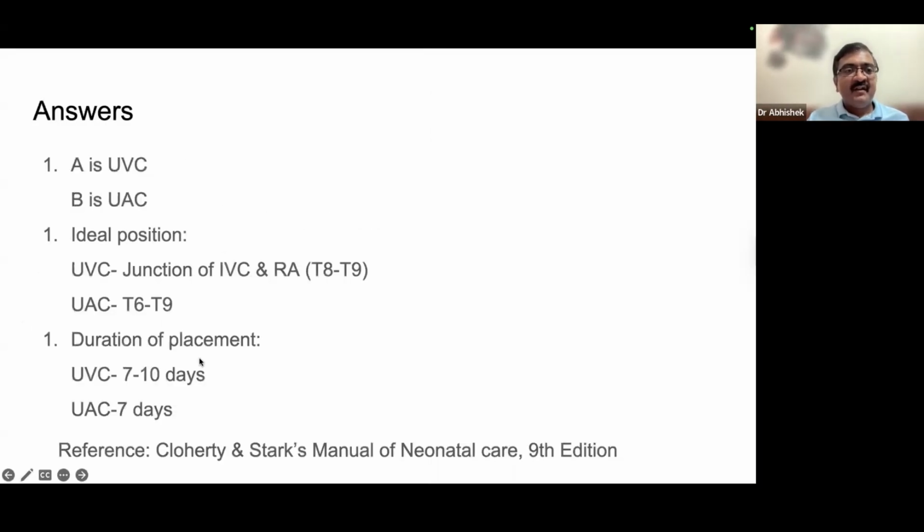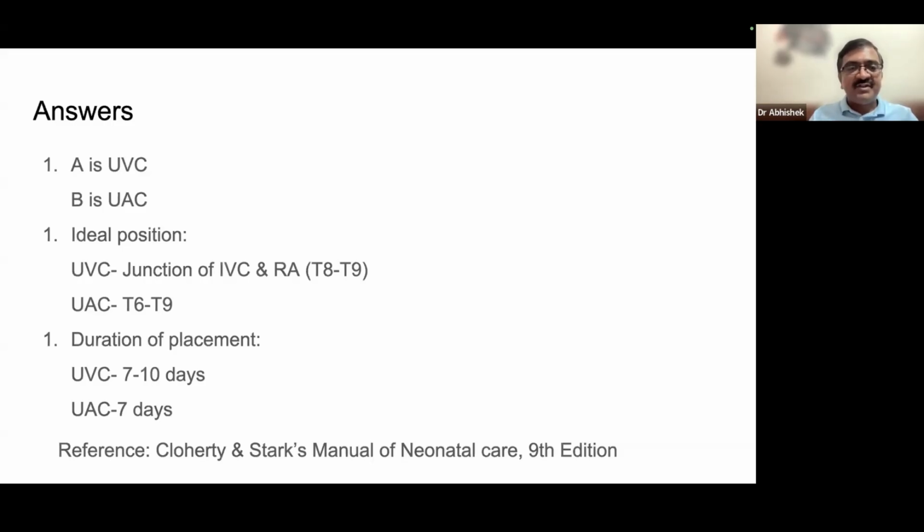The answers for you: I think all of you answered right. A is UVC, B is UAC. UVC should ideally be at the junction of IVC and right atrium, the cavo-atrium junction, T8 to T9. Ideal UAC position is T6 to T9 or even T10. Typical duration of placement as per Cloherty now is UVC 7 to 10 days, UAC is 7 days. I think the recent Cloherty has changed it from 10 to 14 days to 7 to 10 days. UAC, they say 7 days. So it is 7 and 7 to 10 days.